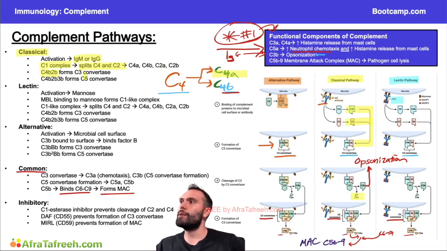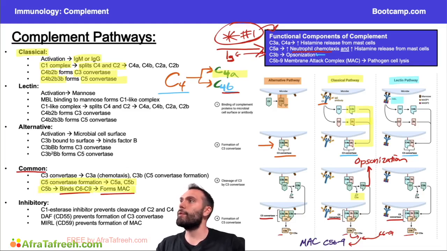So the C4b and C2b stick around. They form the C3 convertase. We cleave C3. We get the B component that sticks around. Now we form a C5 convertase, right? And that takes us right into the common pathway, where we'll then form C5a, C5b. The B sticks around, helps form the membrane attack complex.